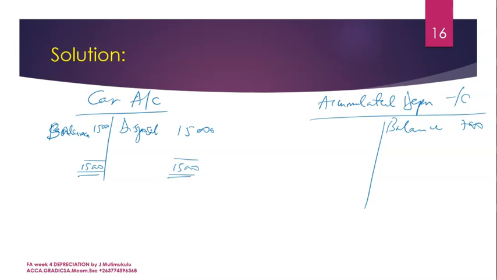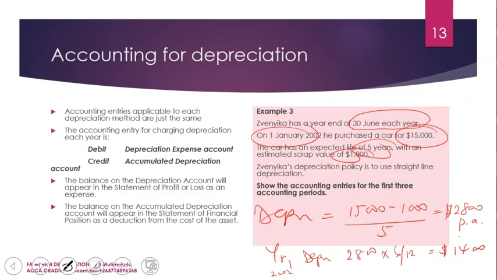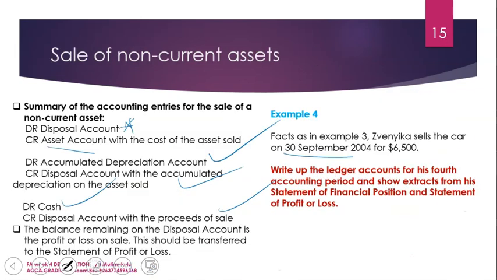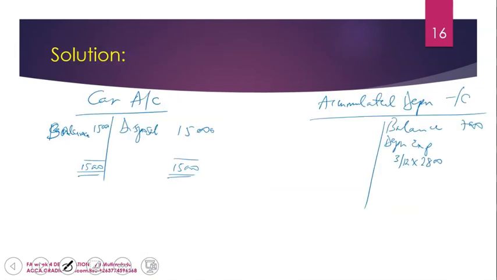So the depreciation expense should be 3/12 multiplied by 2,800, because every year the asset was being depreciated by 2,800. We have already calculated that. So every year 2,800 was being deducted from the asset, but in this case only 3 months apply, which means only 700 is our depreciation charge.